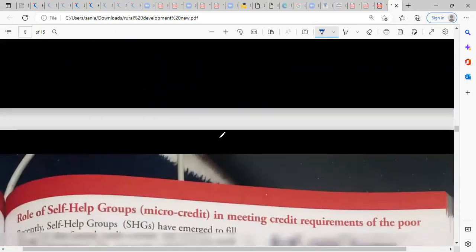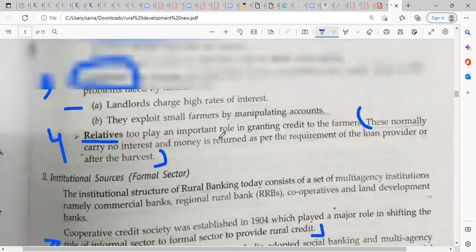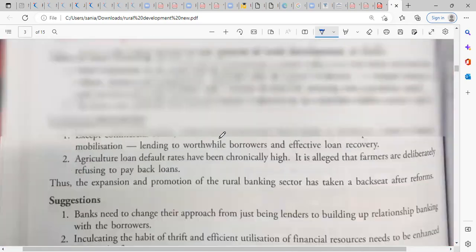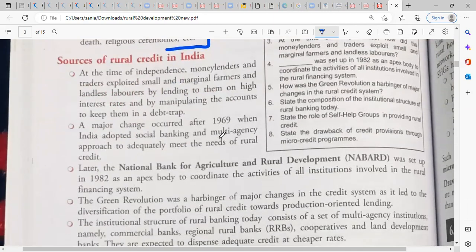Yes, ma'am. Okay. So this will be your homework. So after this, we'll start with one more topic, which is the sources of rural credit in India.